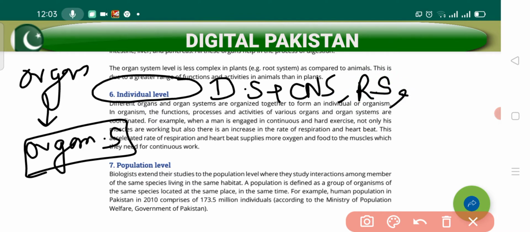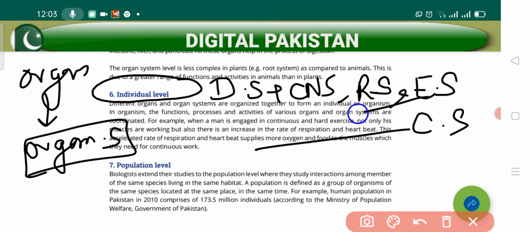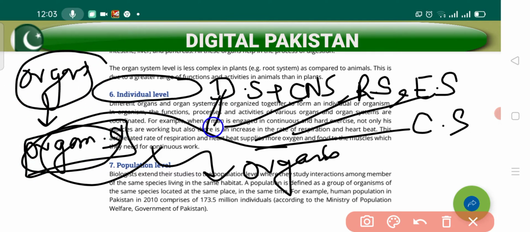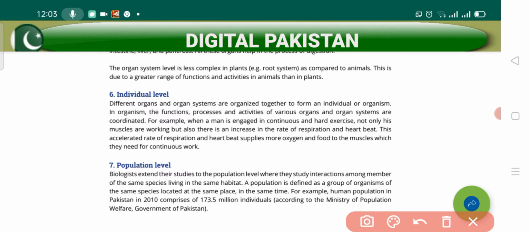Similarly, there is an excretory system. There is a cardiac, like circulatory system. So all these systems together are making a living organism. Different organs are making the organ system, and different organ systems are making a complete organism. So this complete organism is known as an individual.